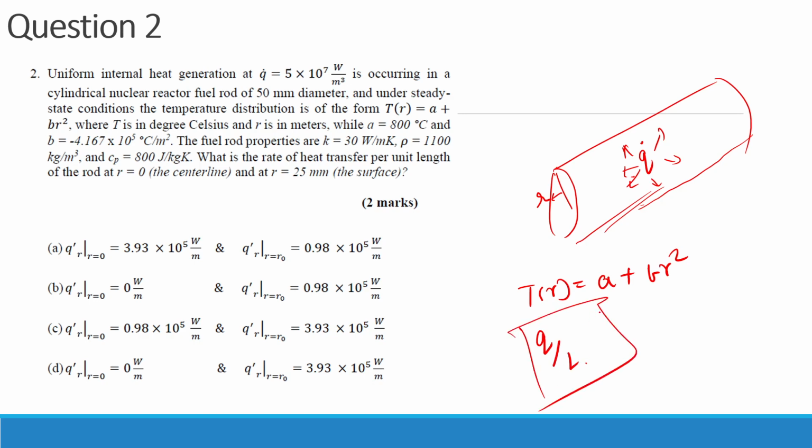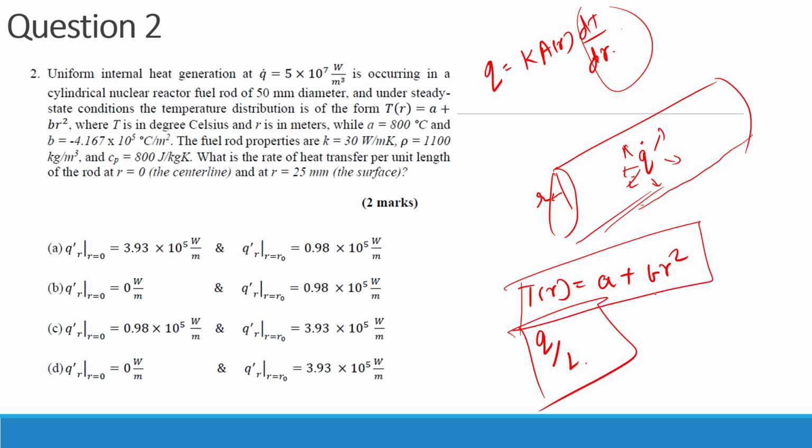So again you will be using this concept of heat transfer for these radial systems, that is Q is equal to K, A as a function of R, del T upon del R. So this you can use to find the value that has been asked, that is Q by L. The temperature gradient you can find by differentiating this equation. So you can try solving it. We'll discuss the solution soon.